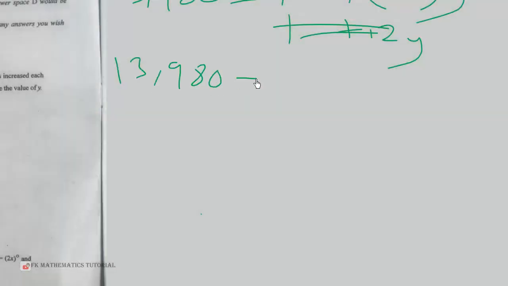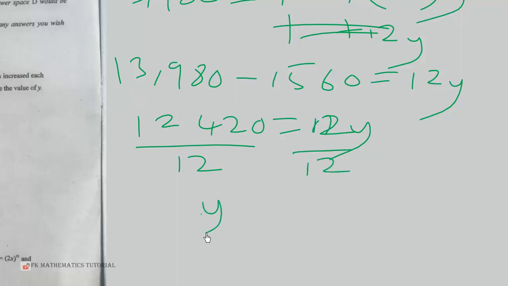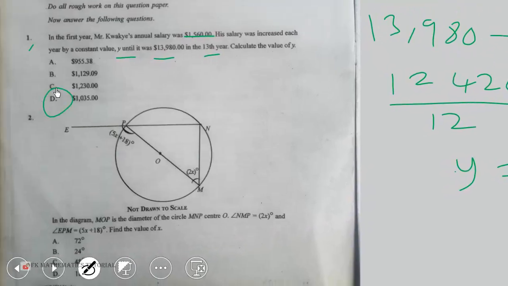13,980 minus 1,560 is equal to 12y. So this will give us 12,420 is equal to 12y. So dividing through by 12, we get y to be equal to $1,035. So the correct answer is option D.